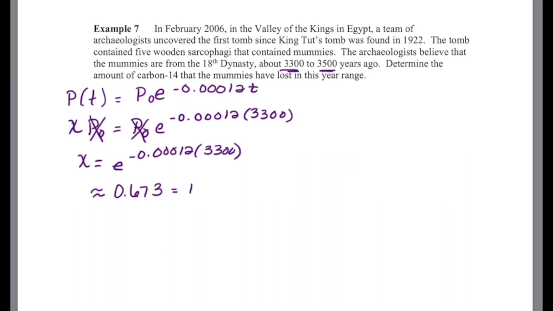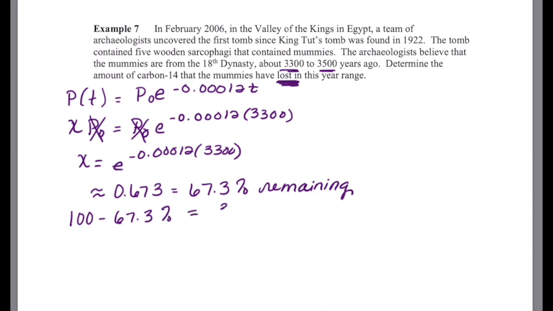Since that's all a value, we can plug and chug into our calculator and we obtain 0.673. This tells me that about 67.3% is remaining. We're interested in how much is lost. So this tells us how much is remaining, but we want to know how much is lost. To find how much is lost, we will take 100% minus 67.3%, and we see that it would have lost about 32.7% 3,300 years ago.